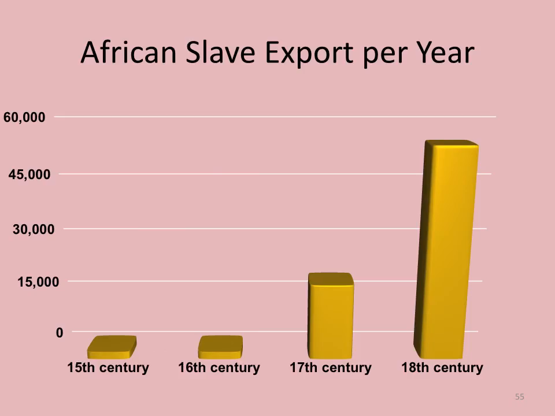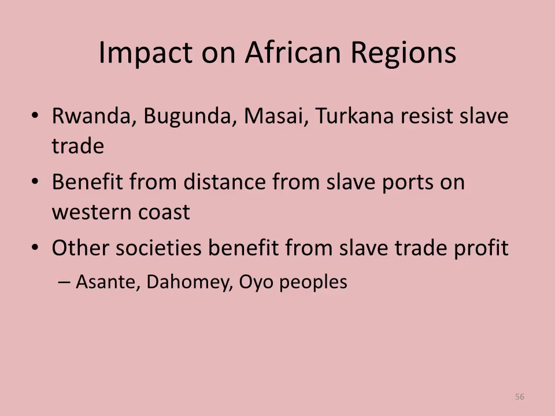Okay, we're going to see that the slave export is going to jump up significantly in the 18th century. Now, impact on African regions. Obviously, when we're taking 12 million Africans out of their country, out of their continent, it's obviously going to have an effect. Rwanda, Buganda, Masini, and Turkana resist slave trade, and they defend their borders.